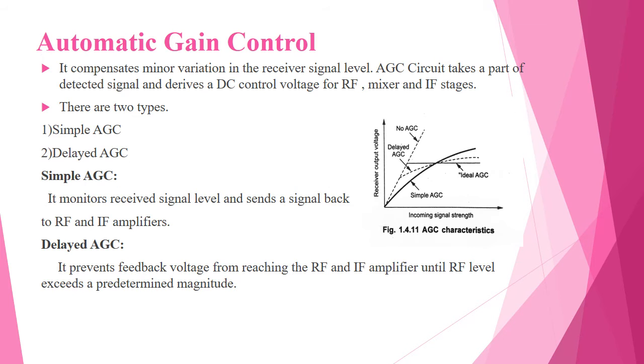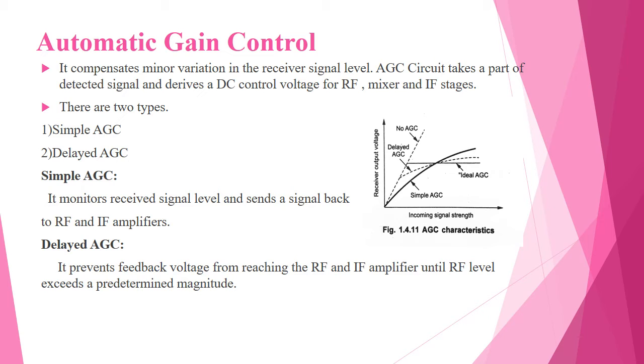The output is kept constant irrespective of the increase or decrease in the signal level at the input of the receiver. So the AGC circuit takes part of the detected signal and derives a DC control voltage for the RF, mixer and IF stages.